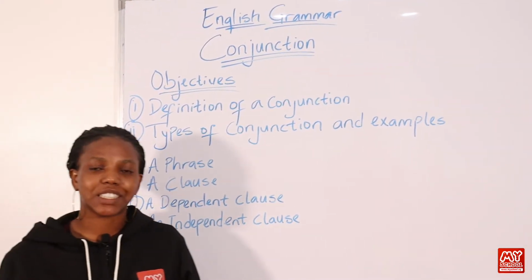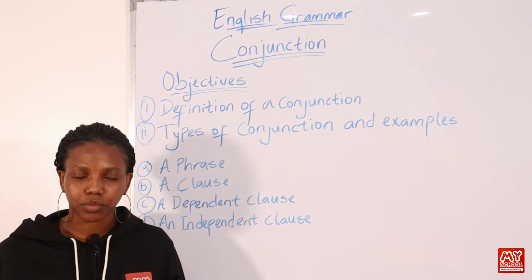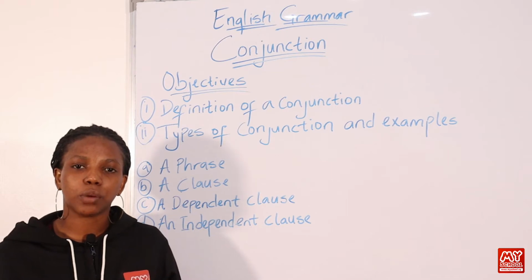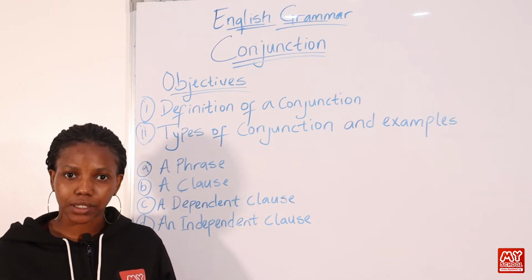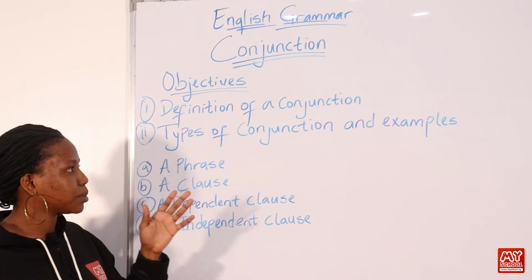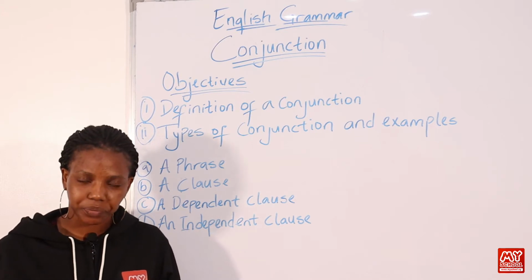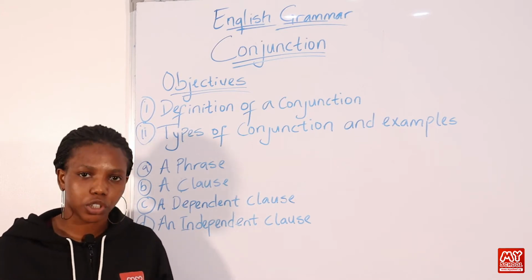So right now, let's begin the lesson. Today's topic will be looking at the conjunction. We'll be looking at two objectives for today's lesson. We'll be looking at the definition of a conjunction, and lastly, we'll look at the types of conjunction and examples. So let's begin with the first objective, the definition of a conjunction.